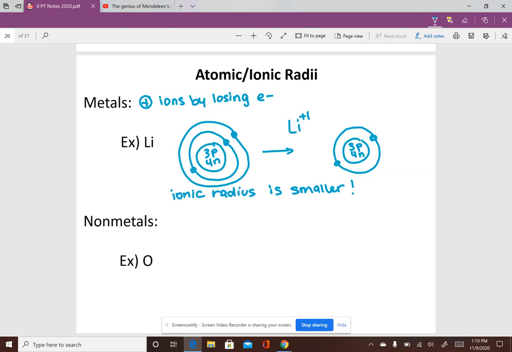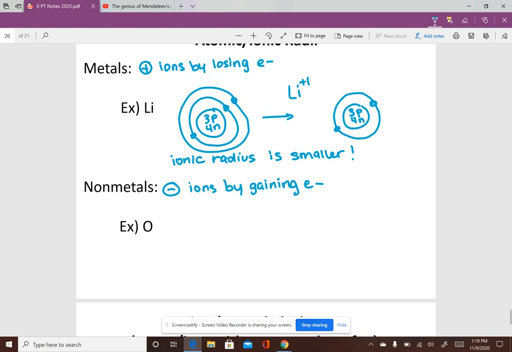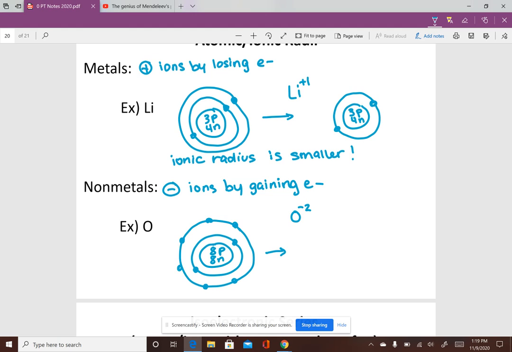Okay, now nonmetals do the opposite. They become negative ions by gaining electrons. So if we do oxygen: 8 protons, 8 neutrons, 2 electrons in the first shell, 6 electrons in the second shell, right? Now, oxygen, when it becomes an ion, it specifically becomes a -2 ion.